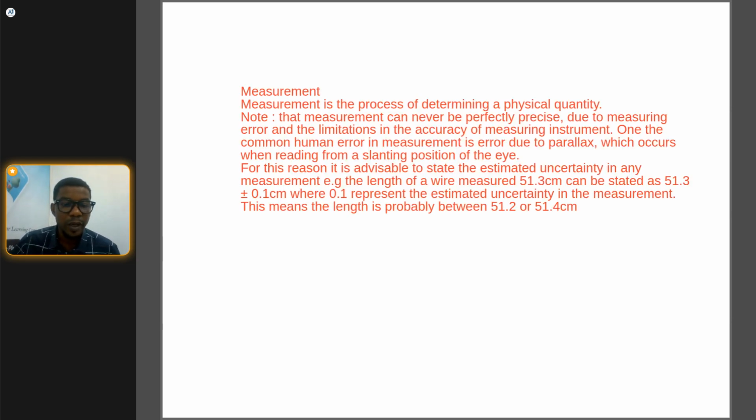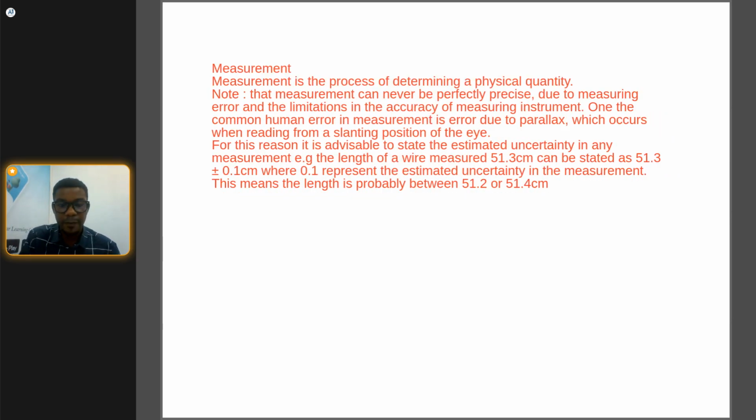Okay. So we have measurements here. We'll be talking about measurements now. Measurements. So measurement is the process of determining a physical quantity. The process used to determine a physical quantity is said to be measurement. So let's say I have a liquid substance and I want to know the volume of the liquid. I'm going to take a measurement of it.